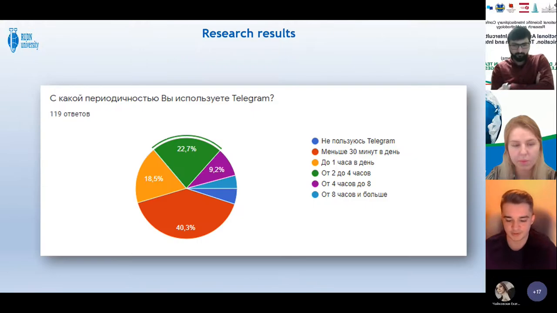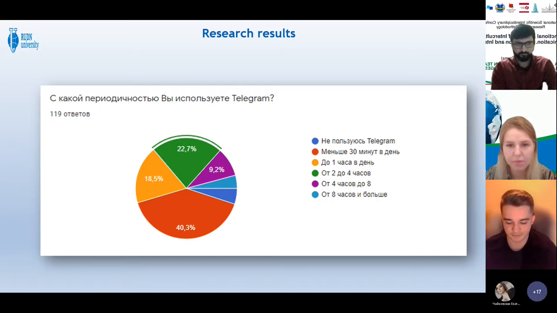In order to improve our research, we conducted a survey in which we found out the attitude of people towards Telegram and the possibility of learning on it. In the very first question, we clarified how much time the respondent spends on Telegram on average. As you can see in the diagram below, about 40% of respondents spend on average less than 30 minutes a day in Telegram.